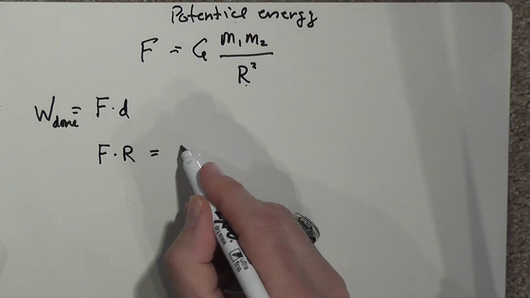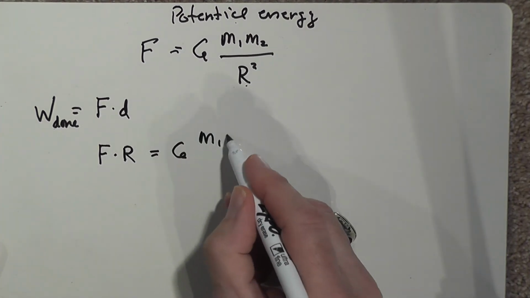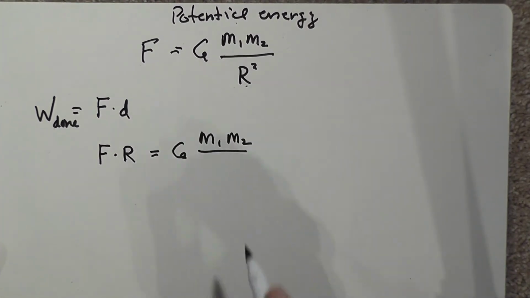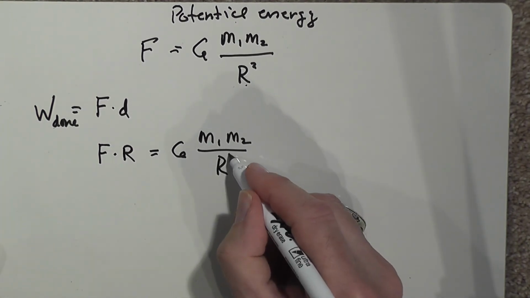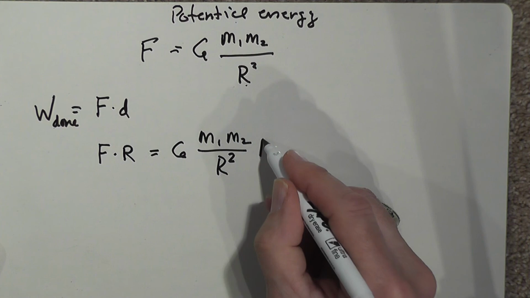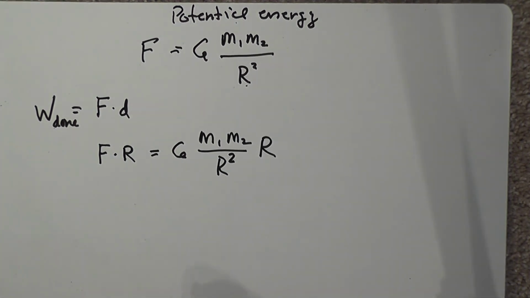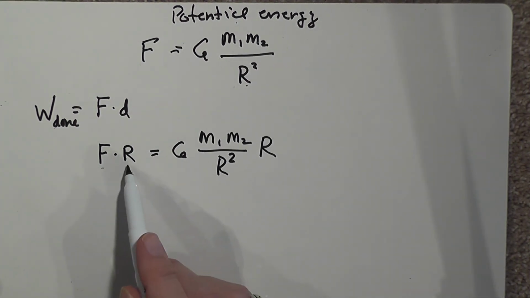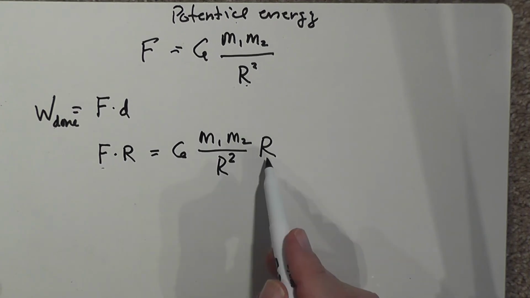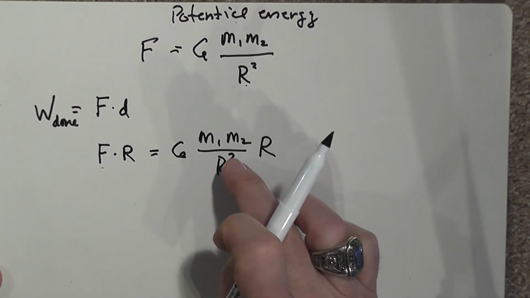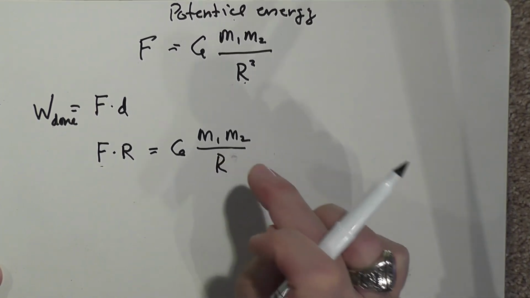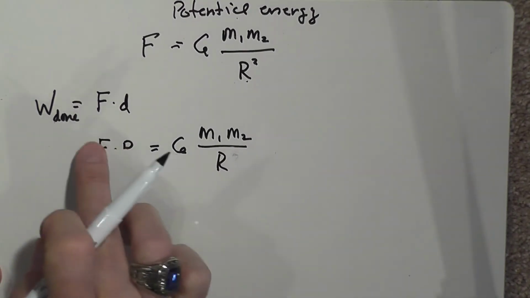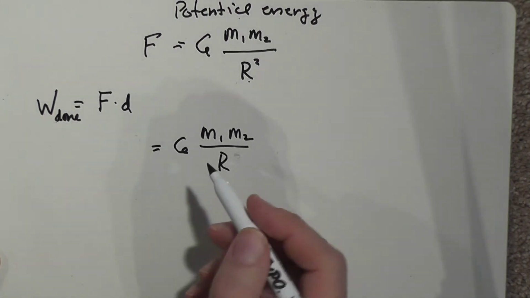force dot r is equal to G M1 M2 over R squared, and then R. Okay, so we have energy on this side, and we also have energy on this side. We can get rid of this square and cancel that out right there. And this all becomes the work done.